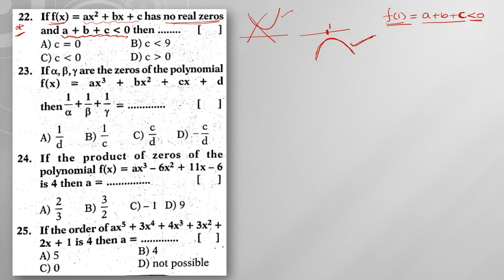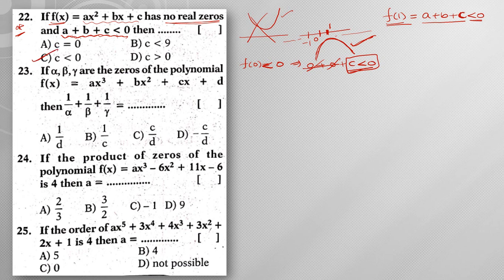Now if f of 1 is less than 0, then f of 0 also will be less than 0. f of minus 1 also will be less than 0. Likewise, for all the values, this particular graph will be less than 0. Now suppose I consider f of 0, f of 0 also will be less than 0. When I substitute x is equal to 0, it is 0 plus c, which will also be less than 0. So from this I can say c will be less than 0. Hence the answer is option C.